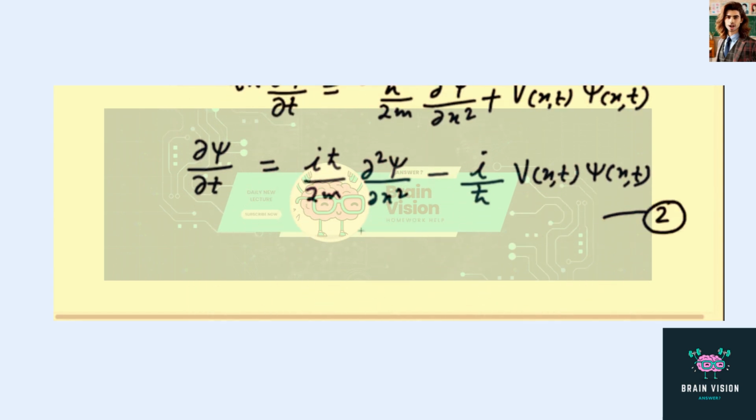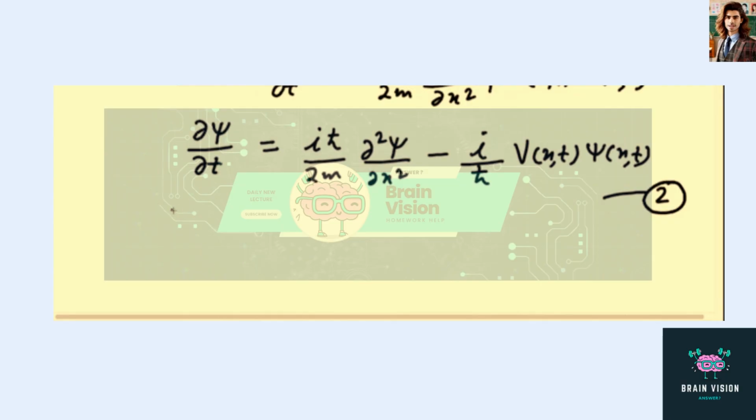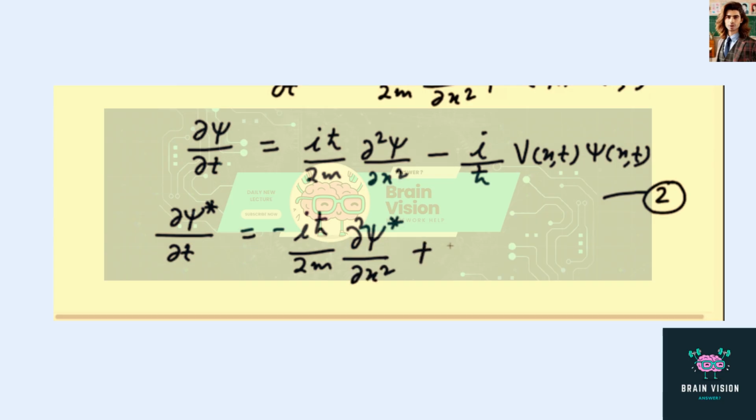Let's take the complex conjugate of this. Del psi star upon del t is equal to minus i h bar by 2m del 2 psi star upon del x squared plus i by h bar V(x,t) psi star(x,t). This is equation number 3.